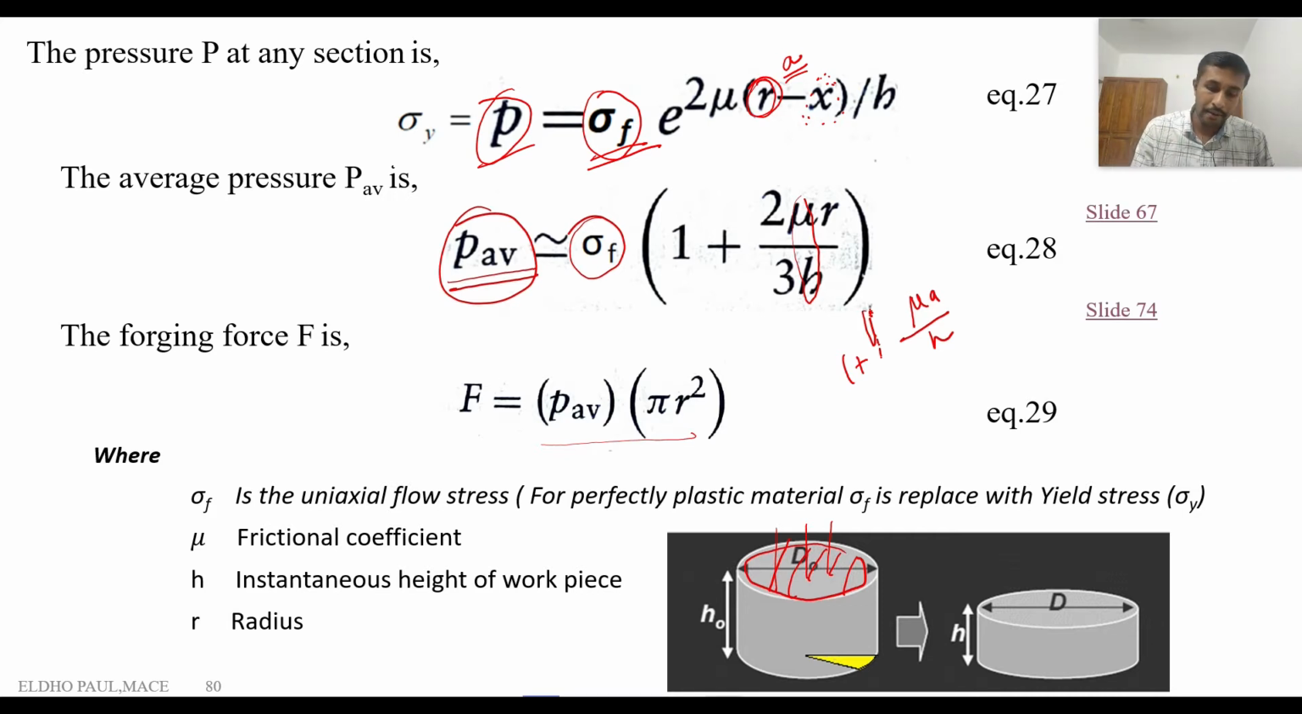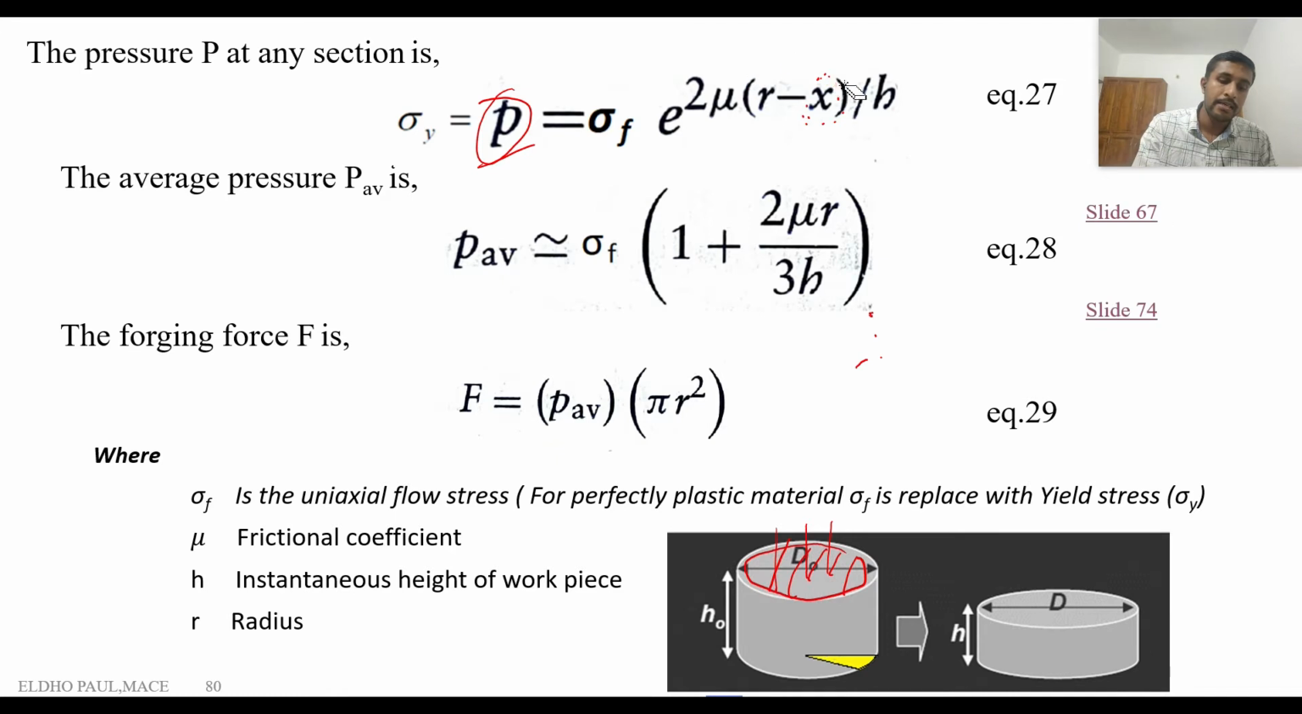So these are the equations for the cylindrical workpiece. We can derive all these equations similar to the previous slab analysis of a rectangular workpiece. The first formula is for pressure distribution, the second formula is for average pressure, and the third formula is the amount of forging force required for the forging of the cylindrical workpiece.